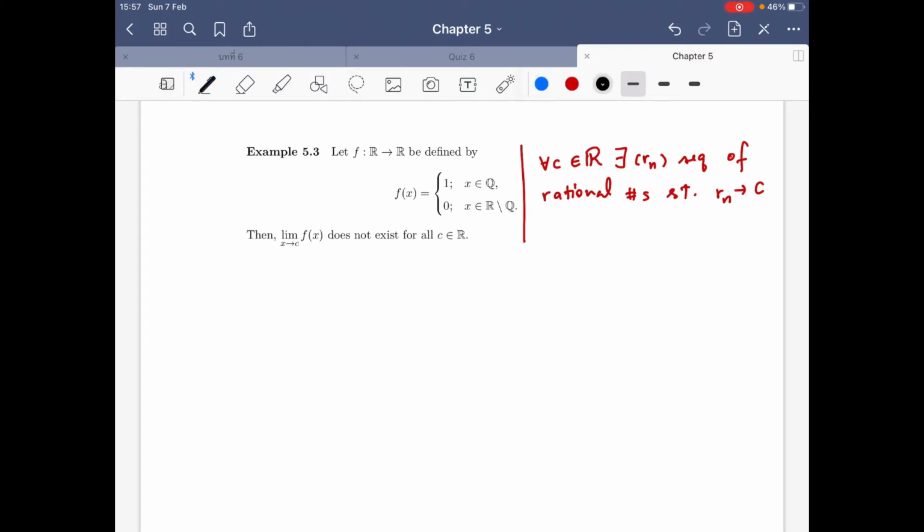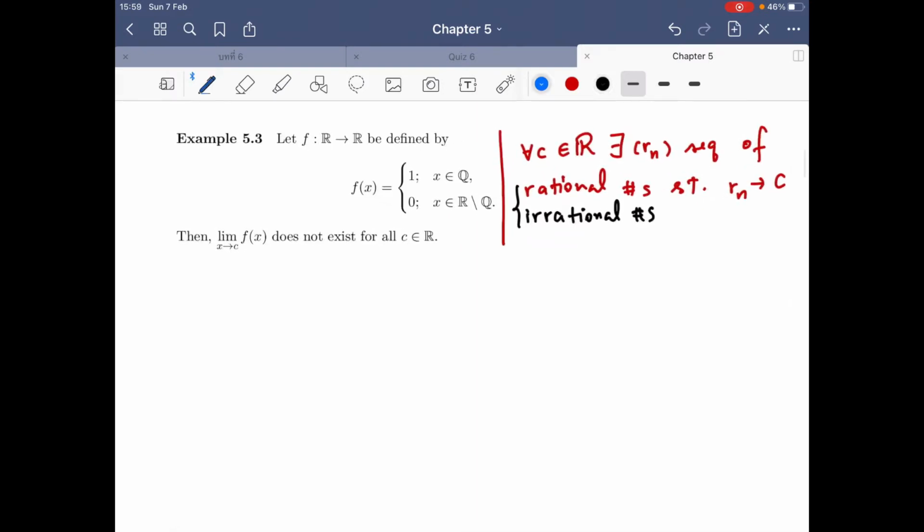On the same token, this Rn can be a sequence of all irrational numbers such that Rn also goes to c. This one is by the density of the rational and the irrational, right? So for this one, we first let c be any real number, and then we are going to prove the non-existence of the limit, right?